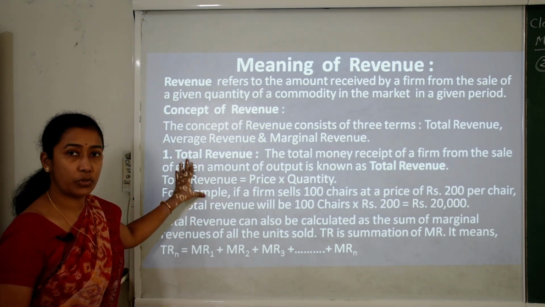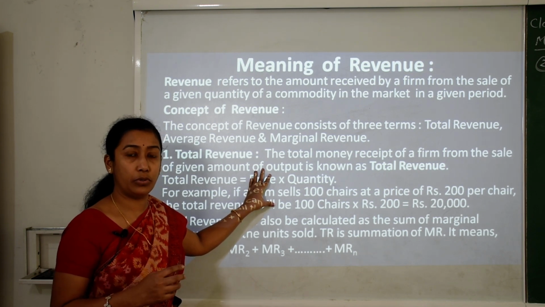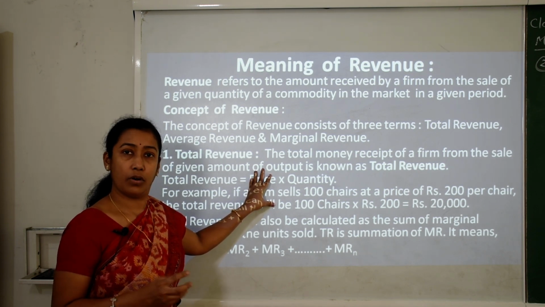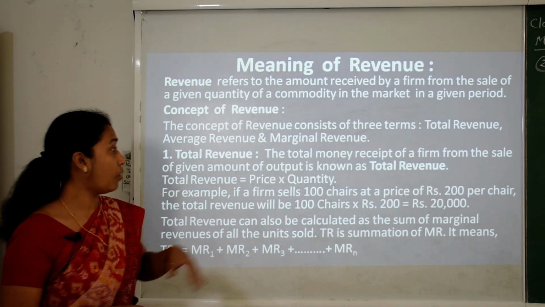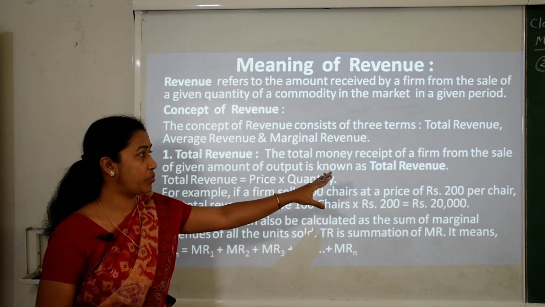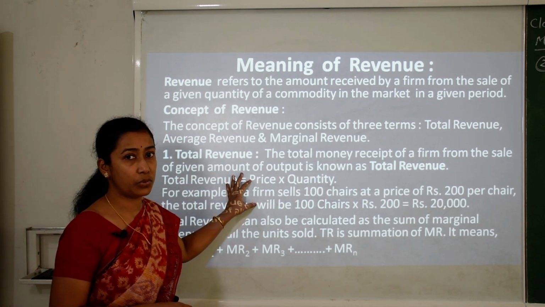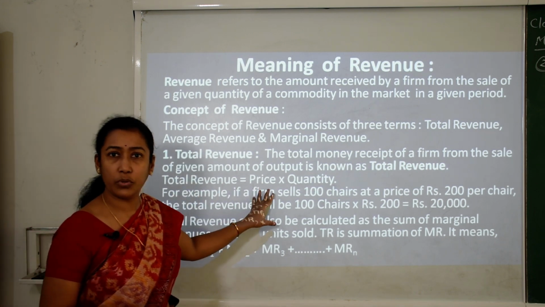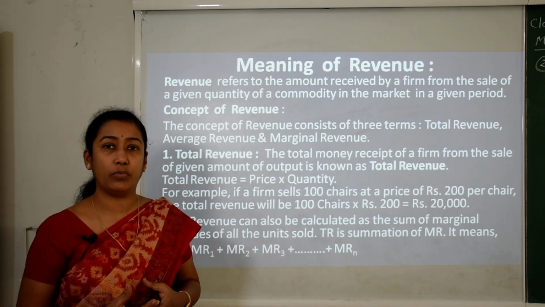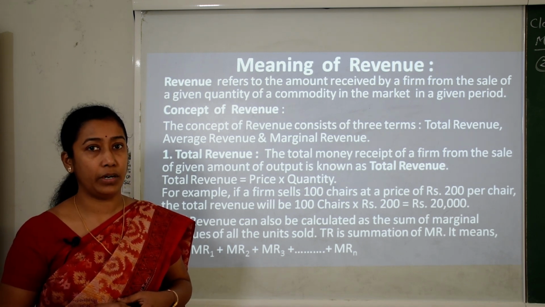Starting with total revenue: total revenue is the total amount received after selling a particular quantity of a commodity. We can call it the total money receipt of a firm from the sale of a given amount of output. We calculate total revenue as price into quantity. That means the quantity we want to sell, multiplied by the per unit price of that product, gives total revenue.